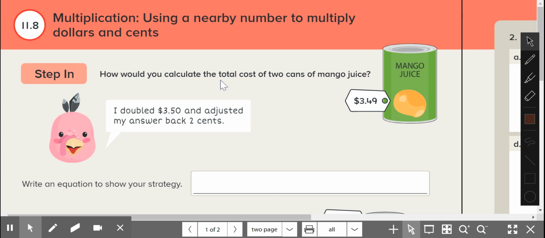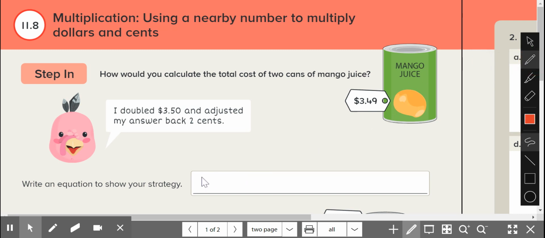So we're going to ask the question first. How would you calculate the total cost of 2 cans of mango juice? What this person did is, I doubled $3.50 and adjusted my answer back 2 cents. What does that even mean? So we'll write an equation to show what this little bird is doing for his strategy.